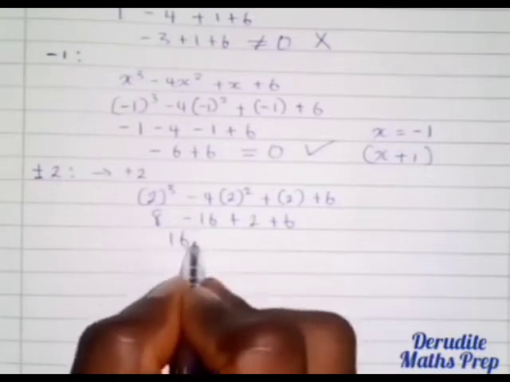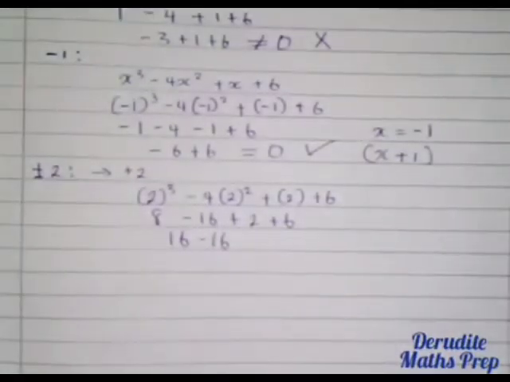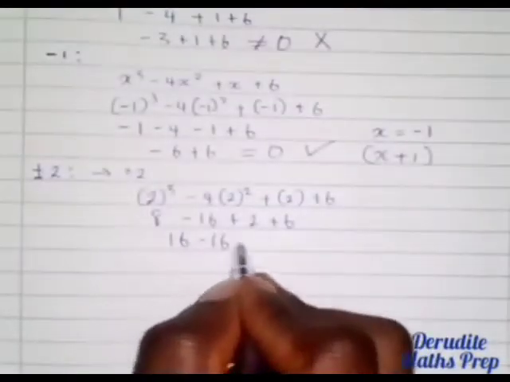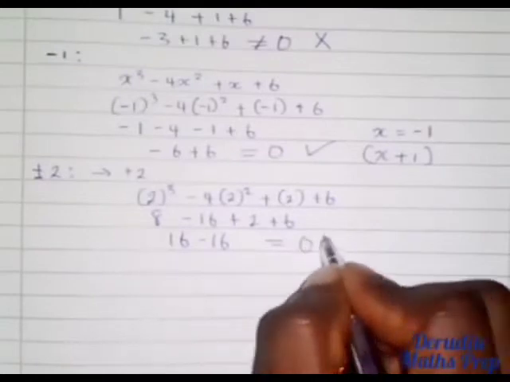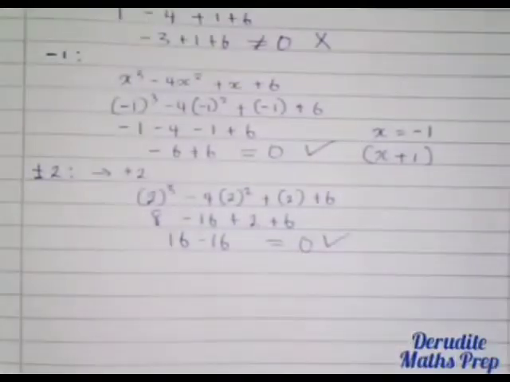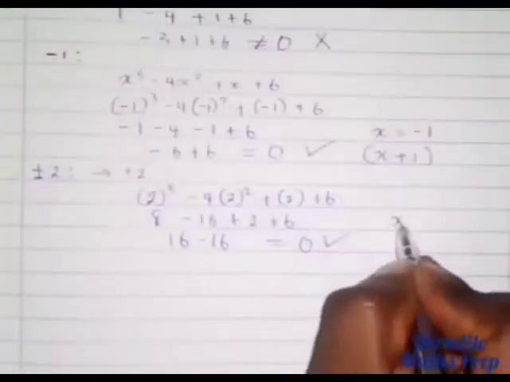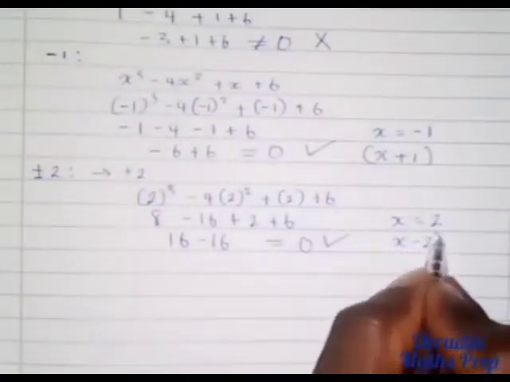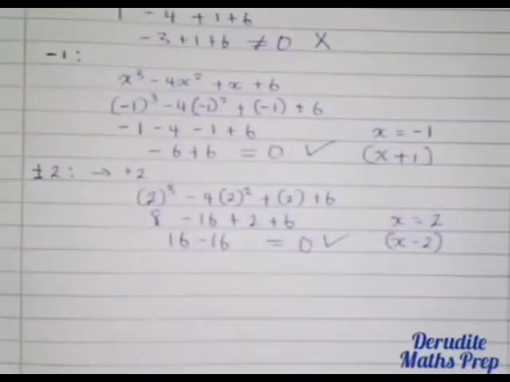Then we have 16 minus 16, which is 0. And again, positive 2 is a root of the expression. So x is equal to 2 is a root, and x minus 2 is a factor. Now we've gotten two factors and two roots.